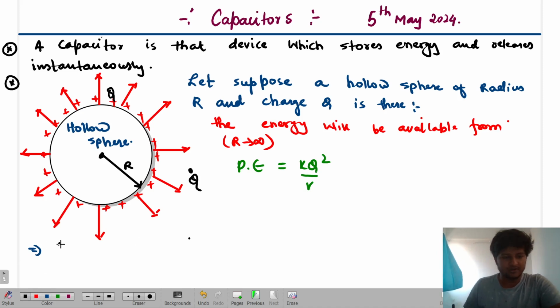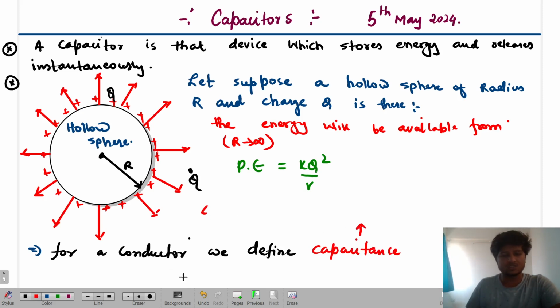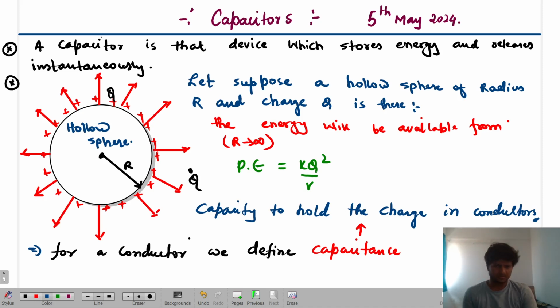So definitely it is necessary to define this for a conductor. For a conductor, we define capacitance, which is defined as the capacity to hold charge in a conductor. Is that clear? Yes, because it is necessary now. Think about it: if a conductor is small, it will have a different property of storing charge; if a conductor is big, then I'll have more charge. That means more energy. Are you able to get me?